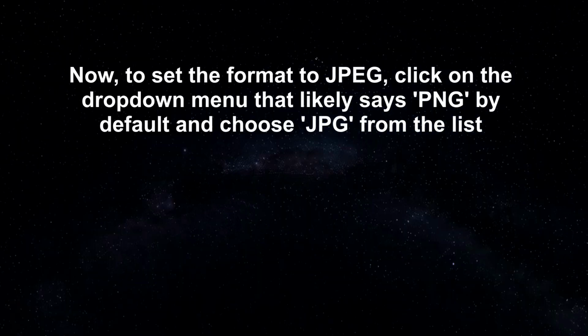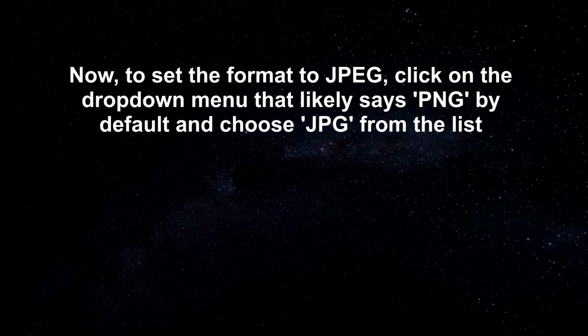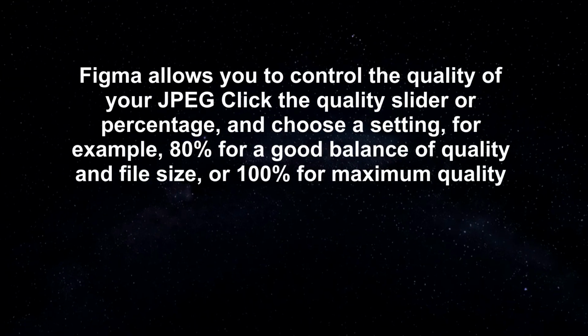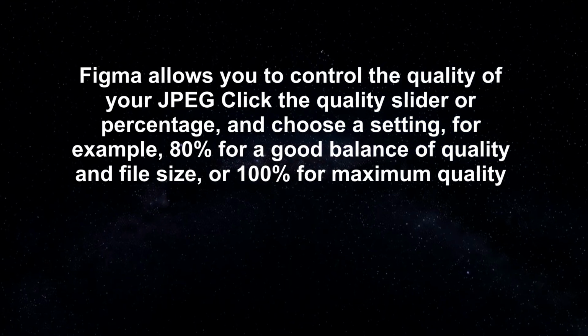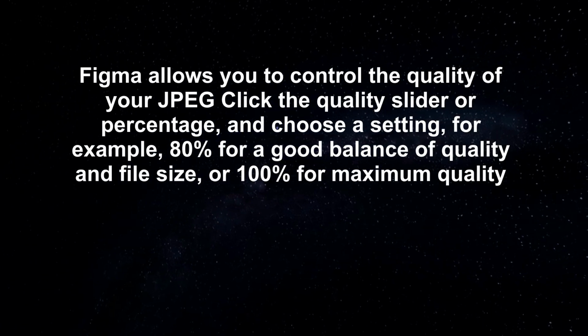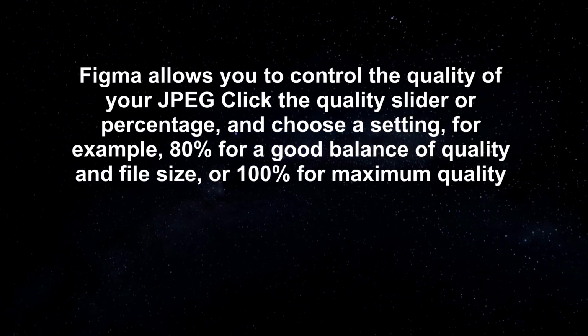Now, to set the format to JPEG, click on the drop-down menu that likely says PNG by default and choose JPG from the list. Figma allows you to control the quality of your JPEG. Click the quality slider or percentage and choose a setting, for example, 80% for a good balance of quality and file size, or 100% for maximum quality.